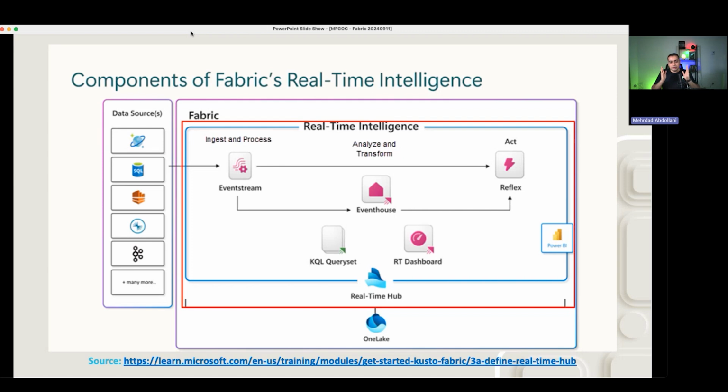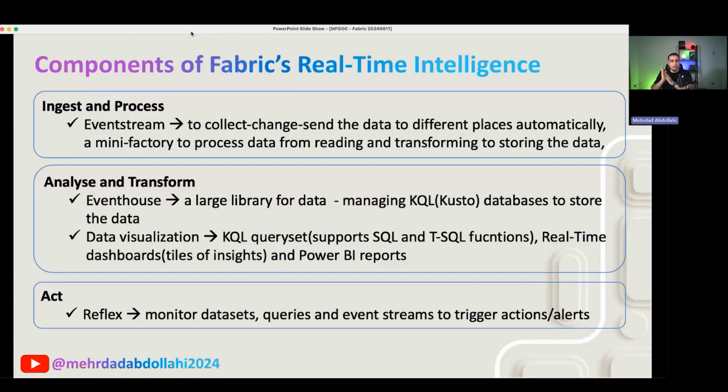And everything here is going to be managed by the real-time hub. The real-time hub is a container for everything here. And here we've got the explanation of all of those that we discussed in the previous slide. Basically we have three sections for analyzing. We have ingestion of the data and processing, with the event stream, which is collecting the data and spreading it to different places automatically.